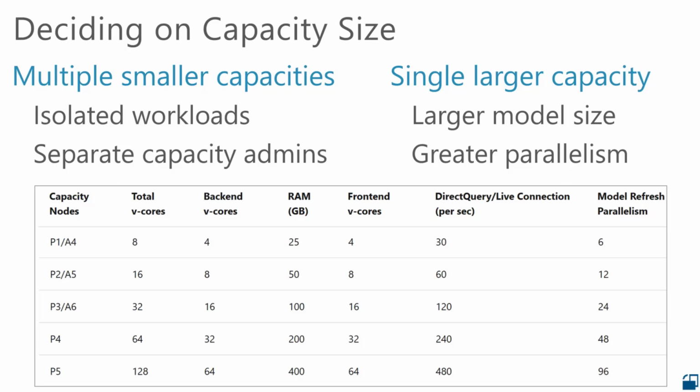But then you've got a trade-off for sure. A larger capacity, as you can see from this chart down below, I get larger models. I get more parallelism with the larger capacity. So definitely got to decide what you need from them to figure out how you carve up the capacities that you buy.